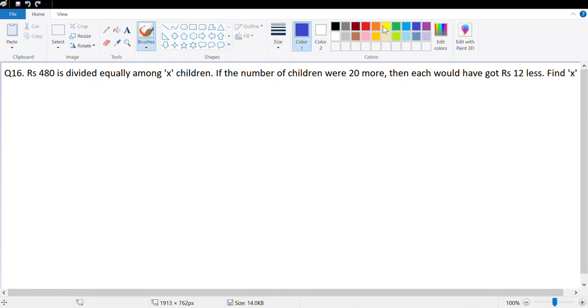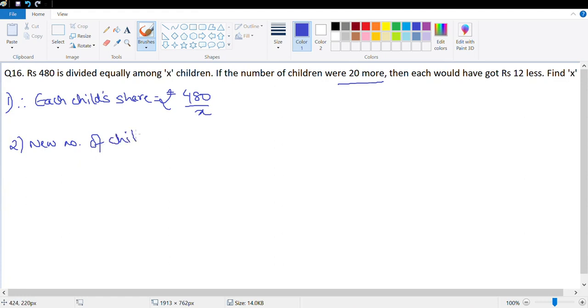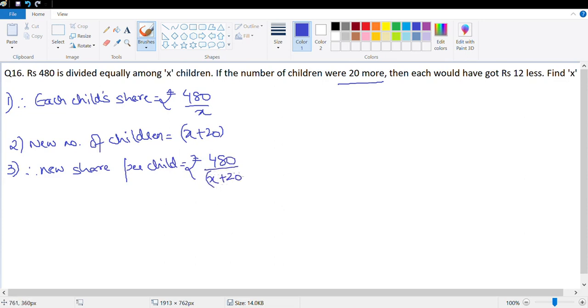It says rupees 480 is divided equally among x children. Therefore, each child's share is equal to rupees 480 upon x. If the number of children were 20 more, okay, a new number of children would be x plus 20. Therefore, new share per child would be total money, which in this case remains 480, upon new number of children, in this case x plus 20.